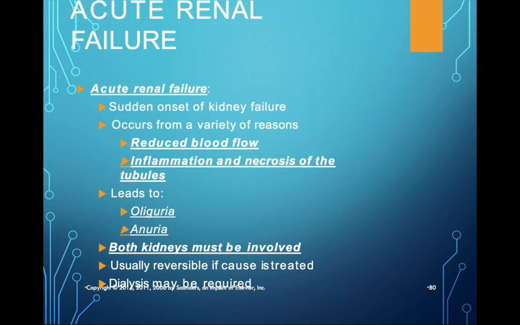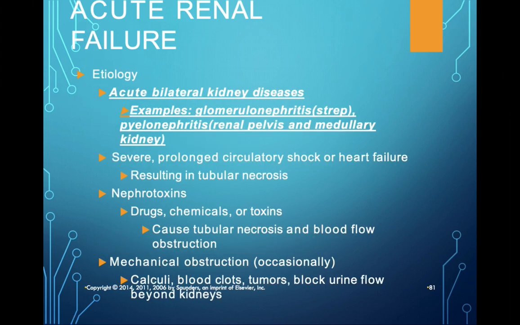Now, renal failure, there's acute renal failure, and this is the sudden onset of kidney failure. It occurs from a variety of reasons, most commonly from reduced blood flow, inflammation and necrosis of the tubules. It leads to oliguria and anuria. Oliguria is decreased urination, anuria is the absence of urination, and both kidneys must be involved for acute renal failure. It's usually reversible if the cause is treated, but dialysis is typically required.